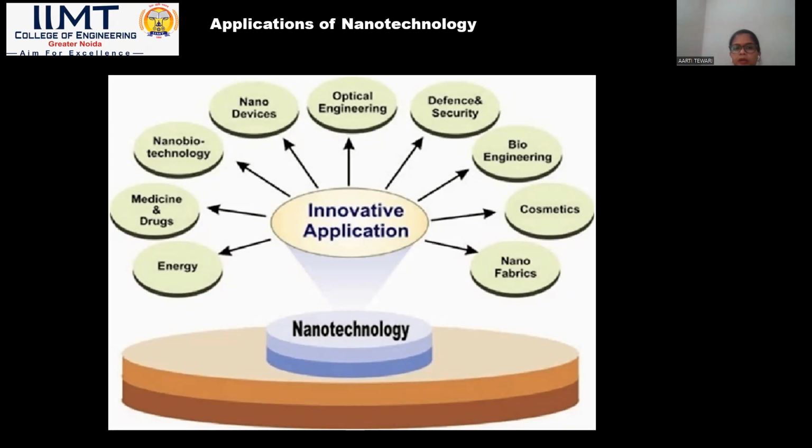Then we come to applications of nanotechnology. Nanotechnology has a wide range of applications. It is used in energy, medicines and drugs, nanobiotechnology, devices, optical engineering, defense and security, bioengineering, and cosmetics. One by one, we'll see all the applications.